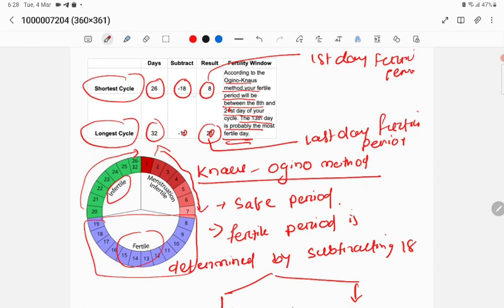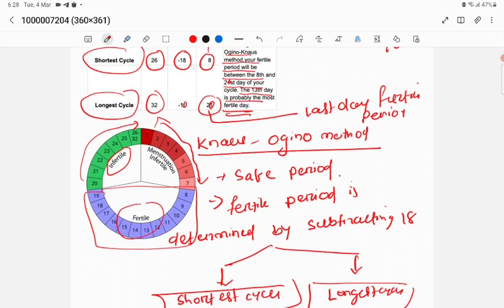So basically, this is the calendar method to know the safe period for contraception. This Knaus-Ogino method is used for the safe period, and it is especially important if the cycle is irregular. If it is the shortest cycle, you have to minus 18 days to get the first day of the fertile period.